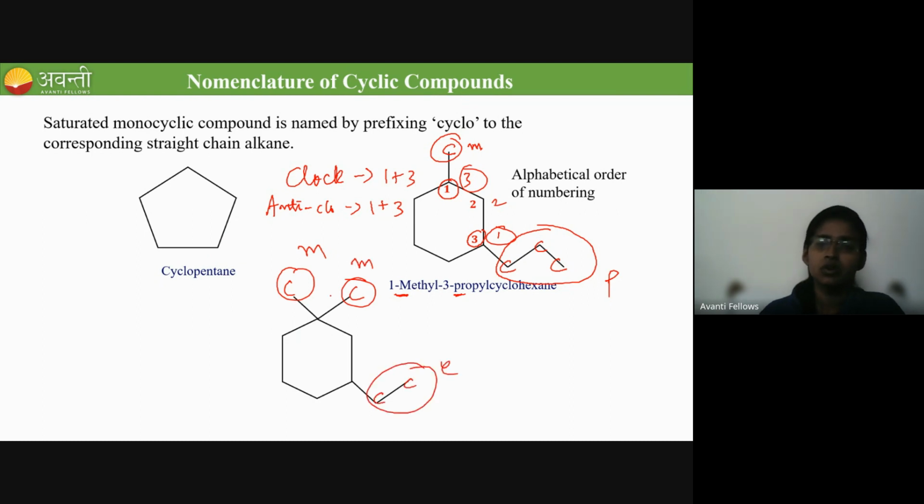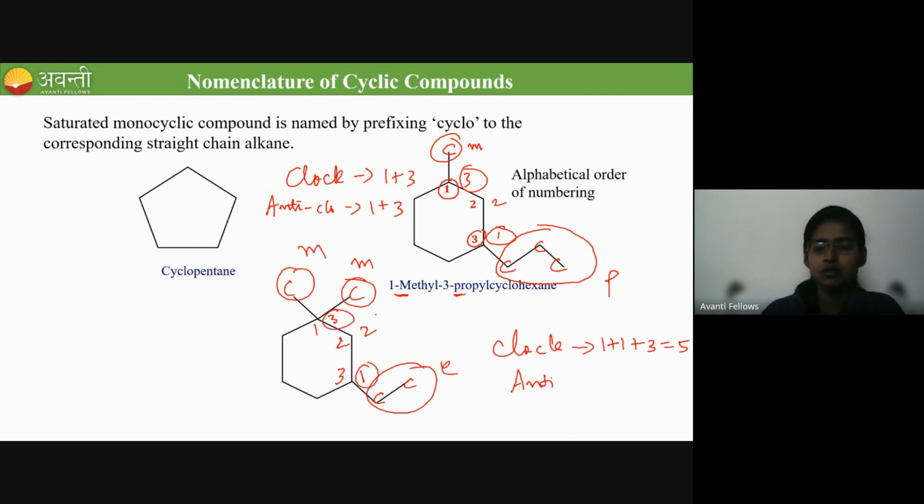Now, if I go in a clockwise manner, I will give 1, 2, and 3, right? Since the first carbon has two substituents, it is 1 plus 1 plus 3. So the answer is 5. If I go in an anti-clockwise manner, like 1, 2, and 3, so what am I getting?